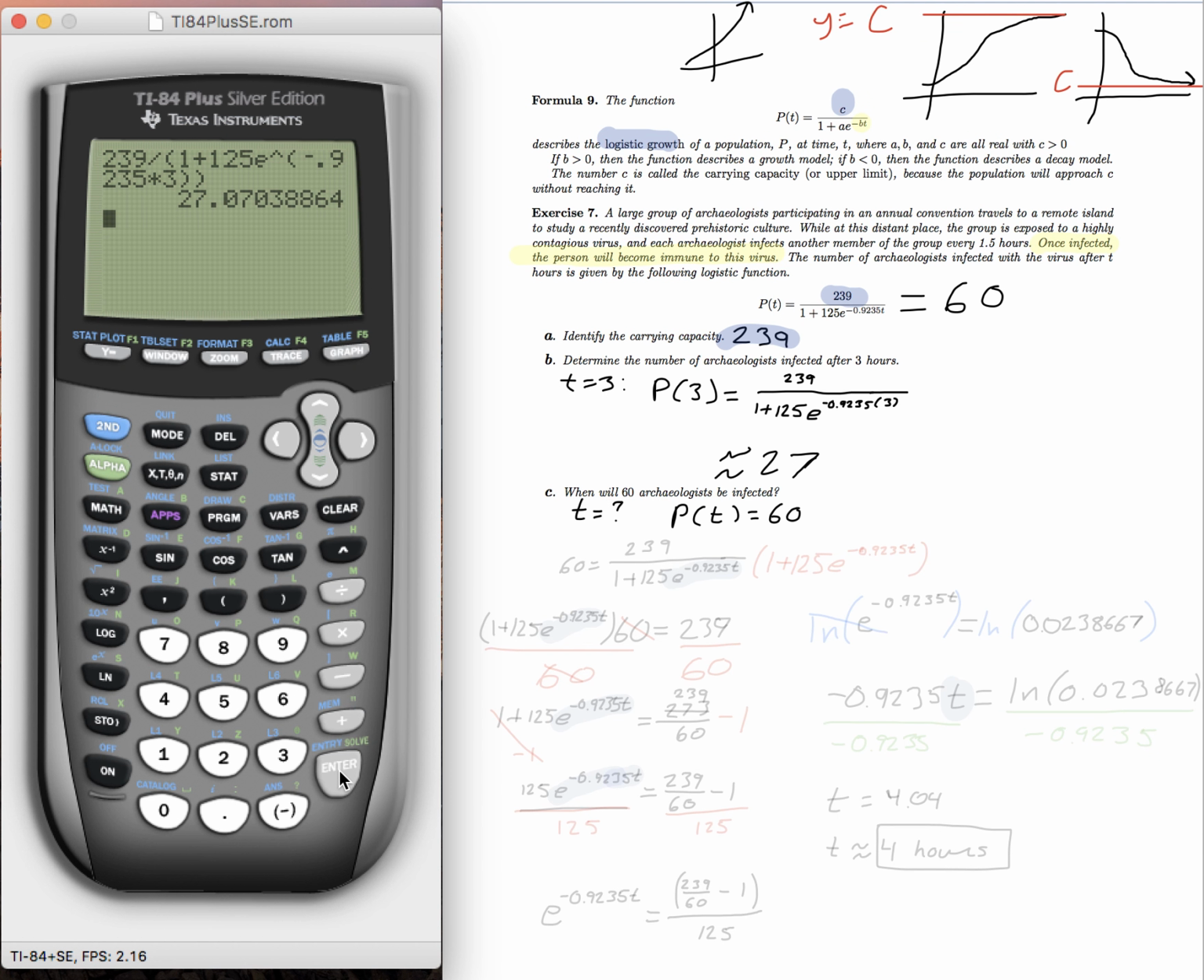All right, so that means our starting place would be 60 equal to 239 over that whole wacky denominator, 1 plus 125 e to the negative 0.9235 t.